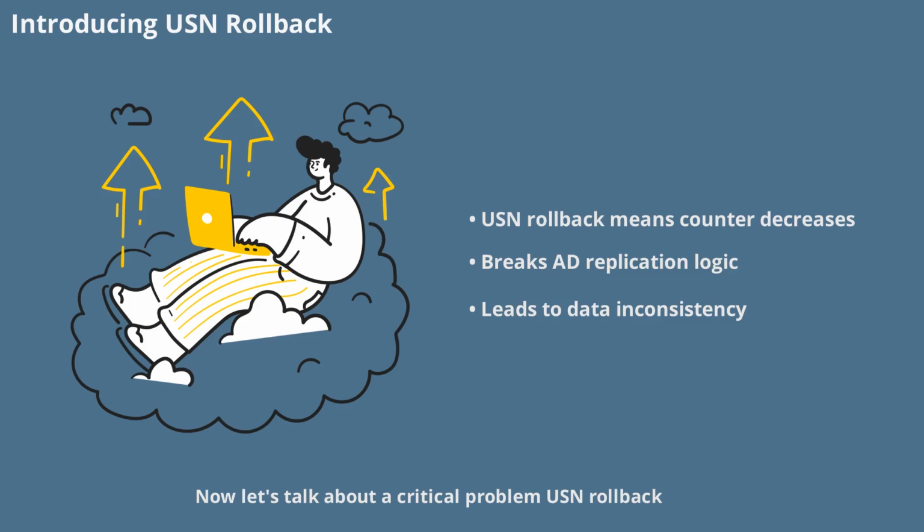Now let's talk about a critical problem, USN rollback. This occurs when a domain controller's USN counter goes backward instead of forward. Active Directory is designed with the assumption that USNs only ever increase. When this expectation is broken, the replication logic fails, leading to serious issues in the directory's consistency.